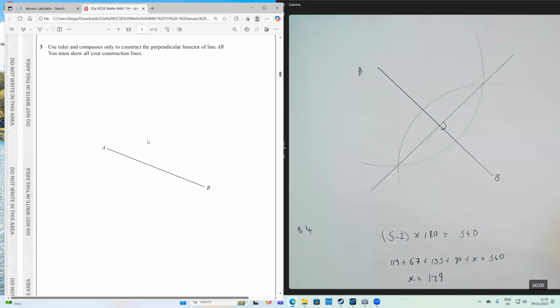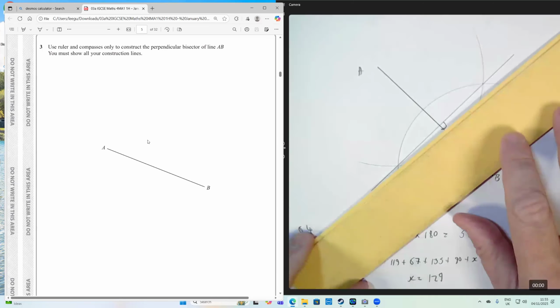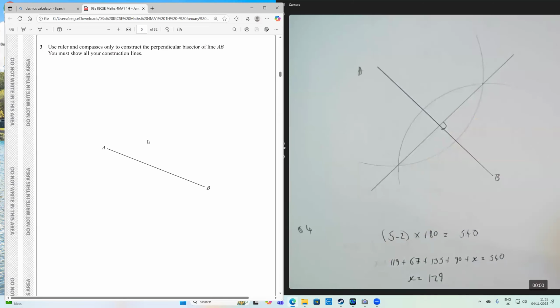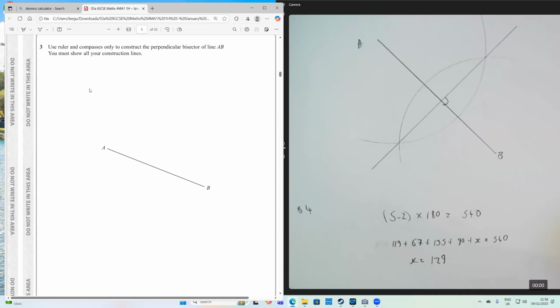So we've drawn our 2 arcs. Now we take a ruler and we basically just draw a line going through the 2 points where their lines cross over. And that is our perpendicular bisector. And I've put a little right angle on there to show that it's perpendicular as well.